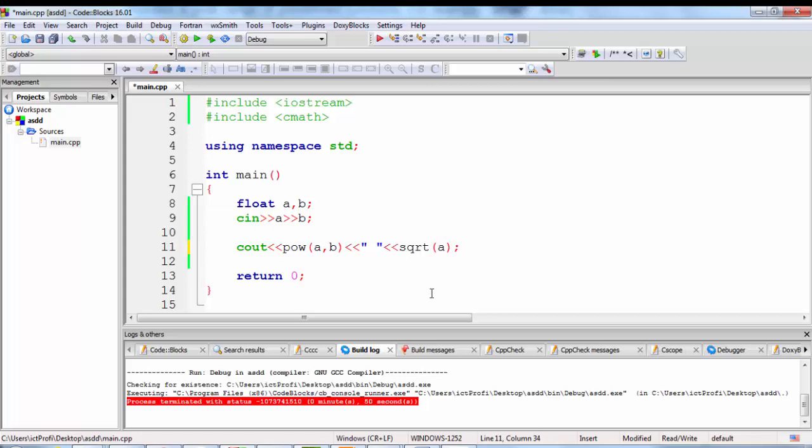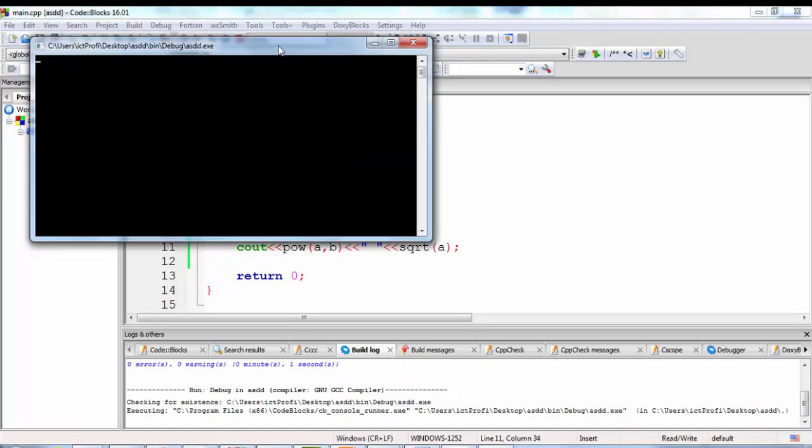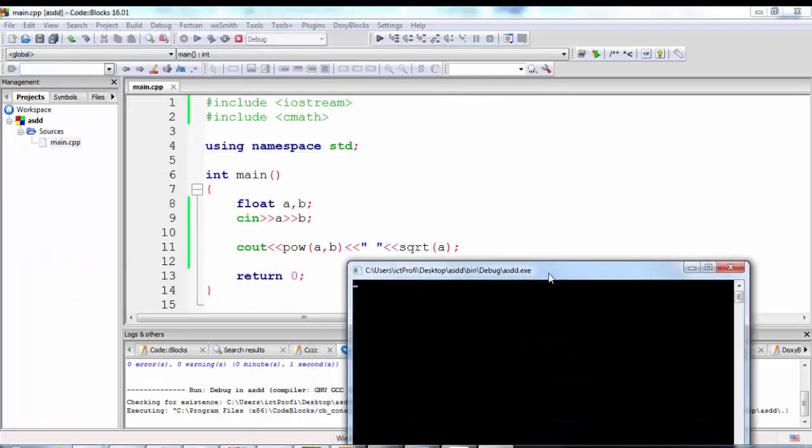So, let's run it. Here we go. I'm going to write there 16 space 2. The first one is equal to 16 to the power of 2, which means 16 squared will be equal to 256. Another one, the square root of 16, is going to be equal to 4.